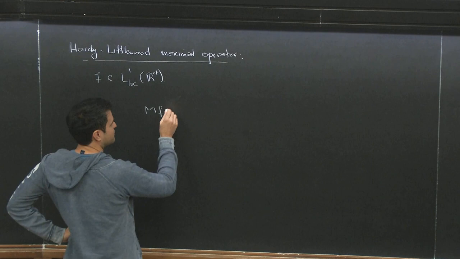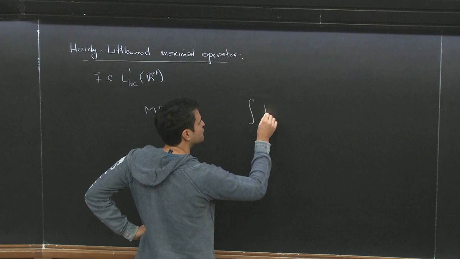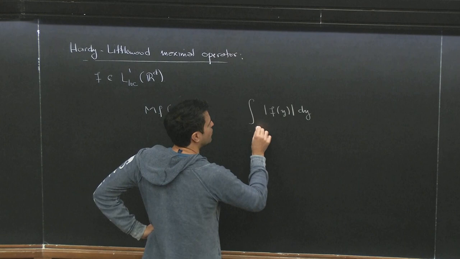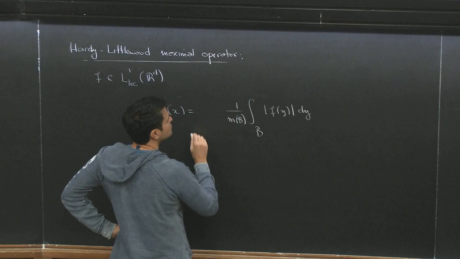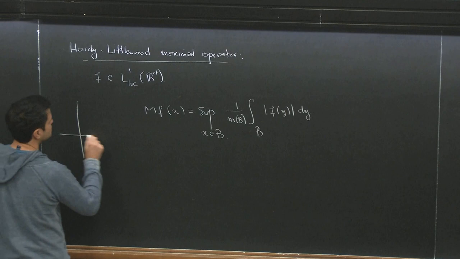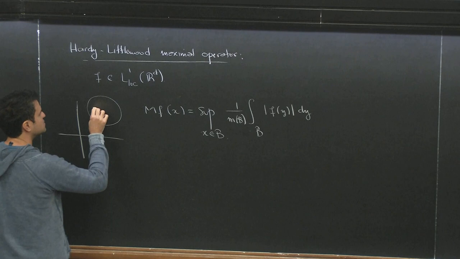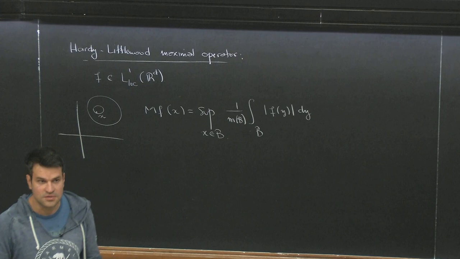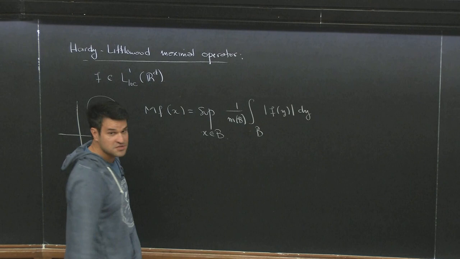averages of the modulus of f of y dy over balls B, divided by the measure of the ball, and you take the supremum of these averages over all balls B that contain your point x. Okay? So the balls here, if you give me a point x, the balls don't have to be centered at x, they just have to contain my point x. And you're allowed to take an average over any ball that contains x, small ball or big ball, and the supremum of these averages, you just baptize as being your maximal function.